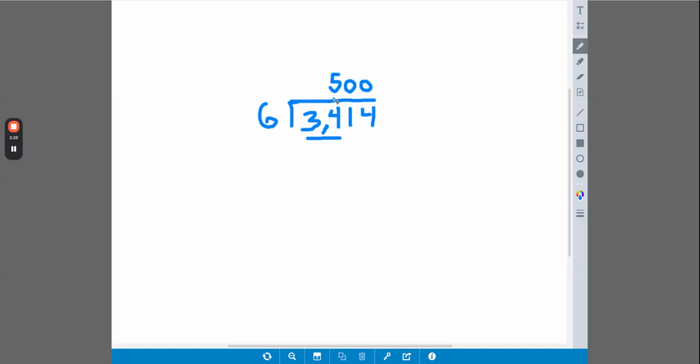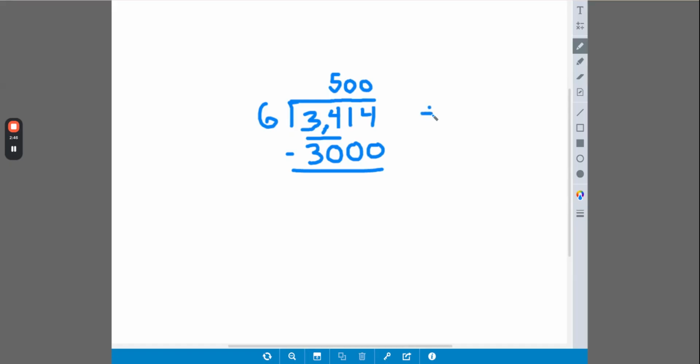If I have 500, that's going to equal 3,000. If I did 6 hundreds, that would be too much. It would be 3,600, and I cannot take 3,600 away from 3,414.